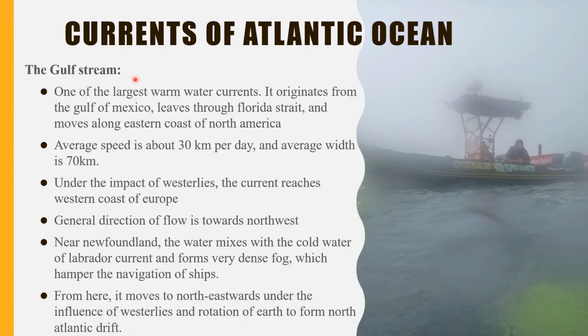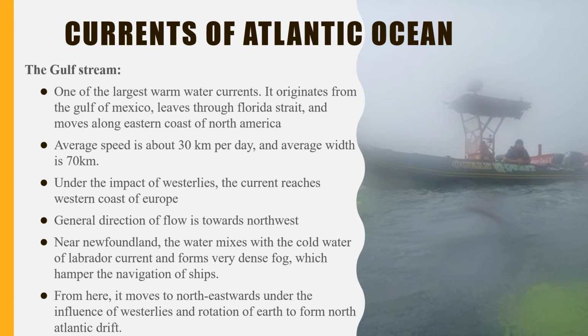Currents of the Atlantic Ocean: the Gulf Stream. The Gulf Stream is one of the largest warm currents. It originates from the Gulf of Mexico, leaves through the Florida Strait, and moves along the eastern coast of North America. Average speed is about 30 kilometers per day and average width is 70 kilometers.